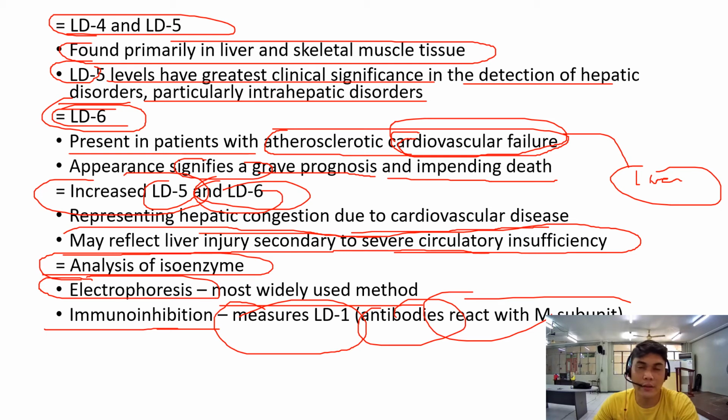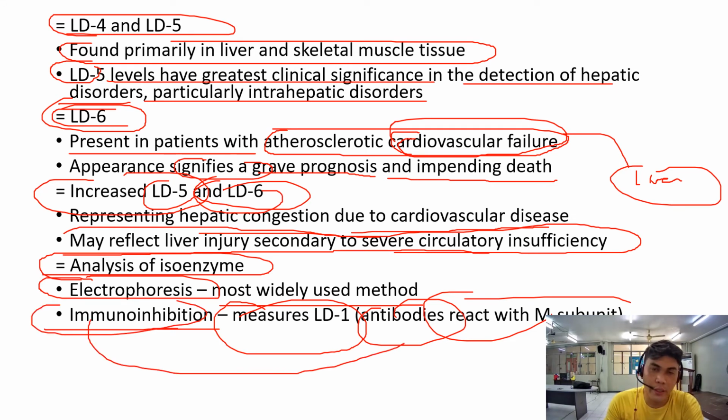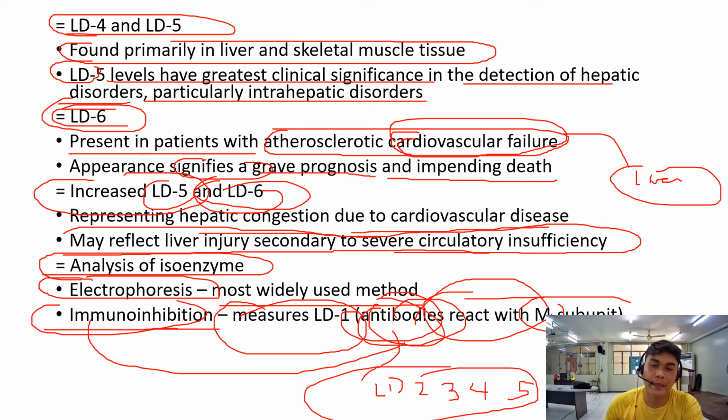It only contains H. Okay? So for immunoinhibition, you're going to add antibodies that will react with the M subunit, meaning this antibody will react with LD2, 3, 4, and 5. Okay? LD2, 3, 4, and 5.